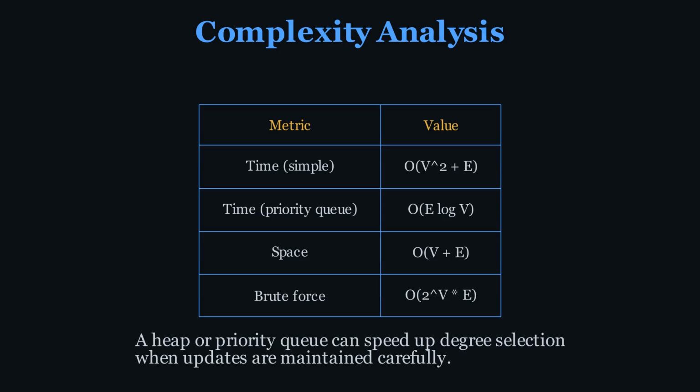The greedy version is much lighter. A straightforward implementation can recompute degrees and run in roughly O(V^2 + E). With stronger data structures such as a priority queue, degree selection can often be handled more efficiently. The exact bound depends on how updates are maintained, but the practical takeaway is simple: approximation buys speed.